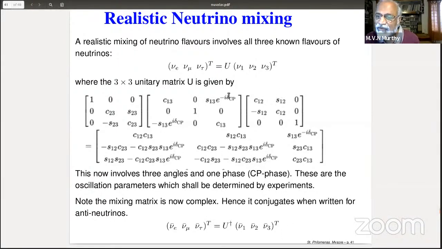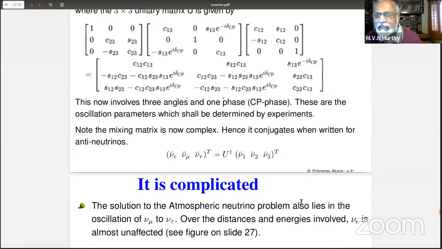This phase can distinguish neutrinos and antineutrinos. If it is non-zero, then it creates a different scenario for neutrinos and antineutrinos as far as oscillation is concerned, and therefore it reflects the matter-antimatter asymmetry, or in the case of neutrinos, the asymmetry between neutrinos and antineutrinos as they propagate. And that has consequences for matter-antimatter asymmetry. So this is a very important thing. But in general it is complicated.